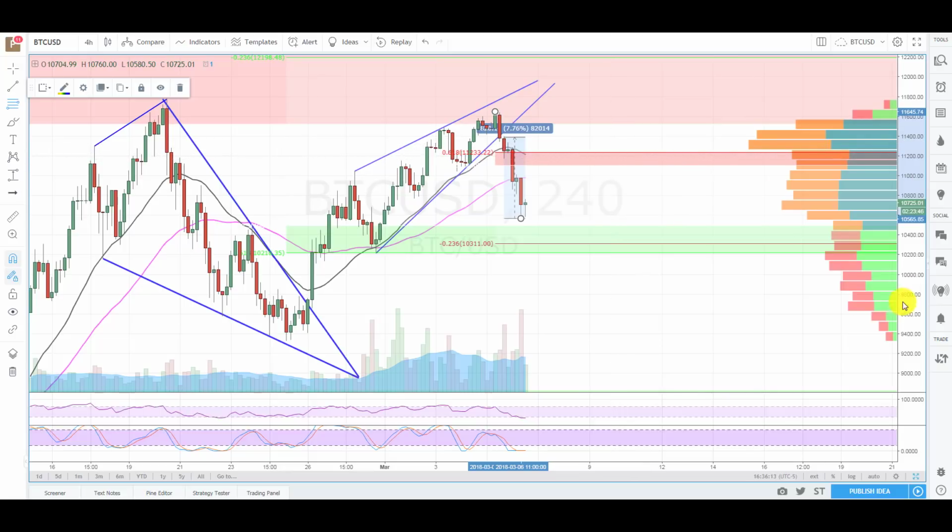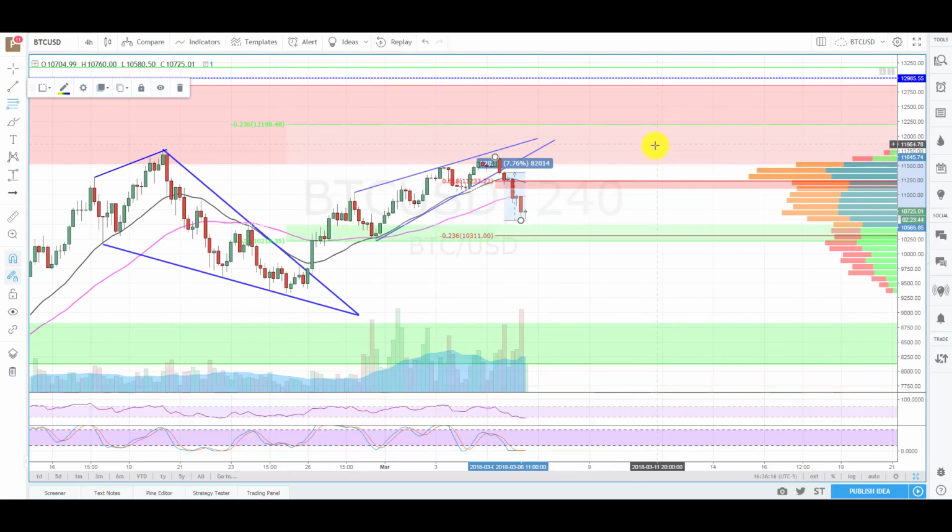bulls are back in control. But keep in mind, we're going to start working through this big bearish zone, so expect a fight through here. We can't really get too excited until we claim 11,700 to the upside. So that's where we're at on this Tuesday.